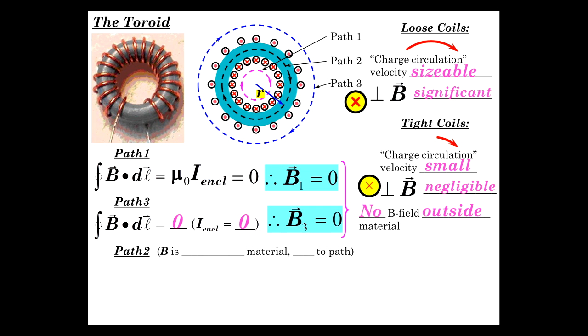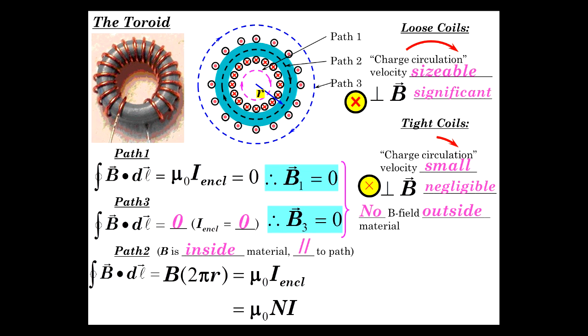Finally, path 2. B is inside the material. In fact, this material is a nice type of material, iron-based, for magnetic field lines to exist. It's parallel to the path, and closed integral of B dot dl is B times 2 pi r, which is mu 0 I enclosed. Are we enclosing any current? Well, yes, we are. We're enclosing I times N, where big N is the number of turns. So we have B is mu 0 N I over 2 pi r. Booney over 2 pi r.